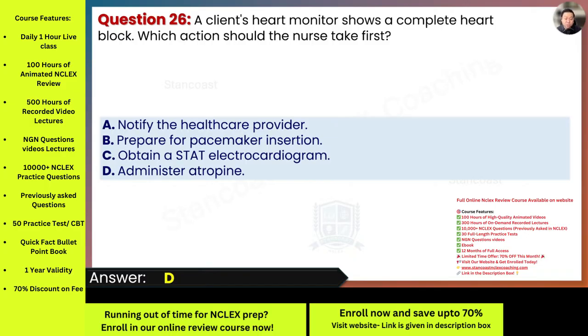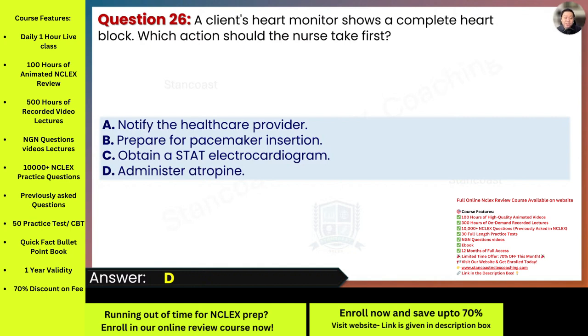And this disconnect between the two causes the ventricles to rely on a slower backup rhythm, which often results in a very slow heart rate, typically about 20 to 40 beats per minute. And this rate is insufficient to maintain adequate cardiac output, and it will put the patient at serious risk of complications like syncope, shock, or even cardiac arrest if left untreated.